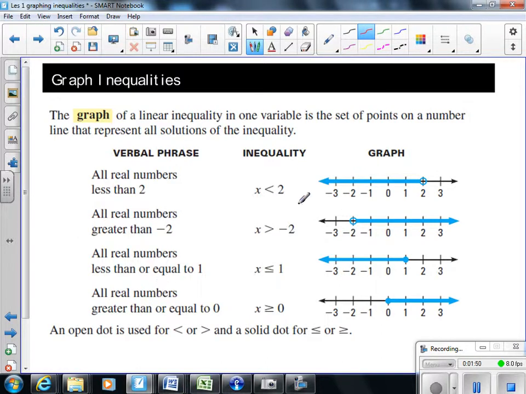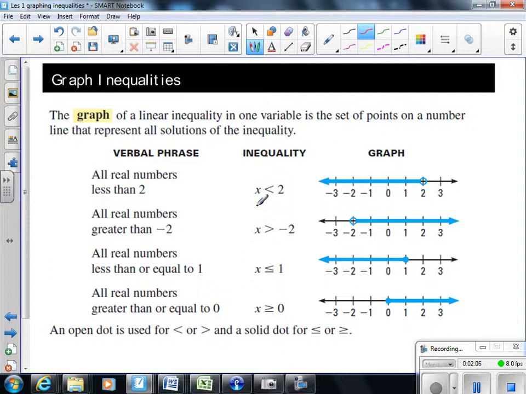So then an overview of graphing inequalities that we've done before is that you use an open circle if you have a less than or a greater than, and you use a closed dot if you have a less than or equal to or greater than or equal to. And then you shade accordingly.